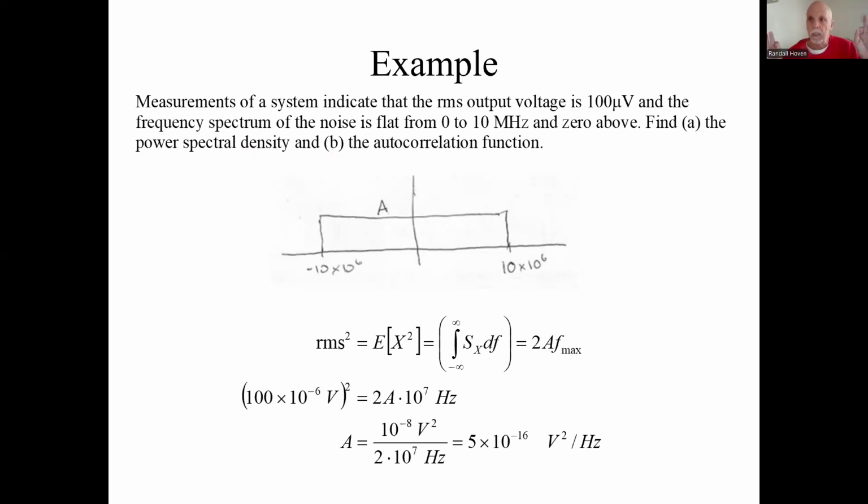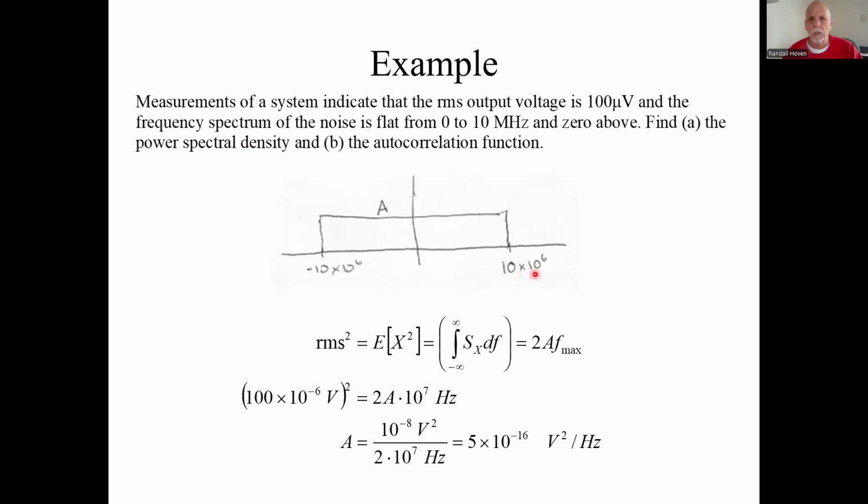Power spectral density has to be symmetric. So even though it says it was measured from 0 to 10 megahertz, the PSD is going to go from minus 10 megahertz up to plus 10. And it said it was flat between there. So the PSD is going to look like this.